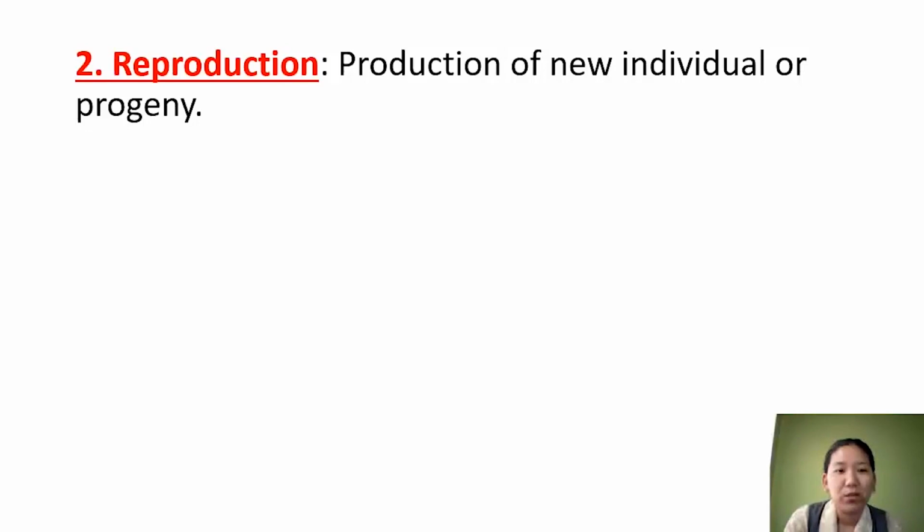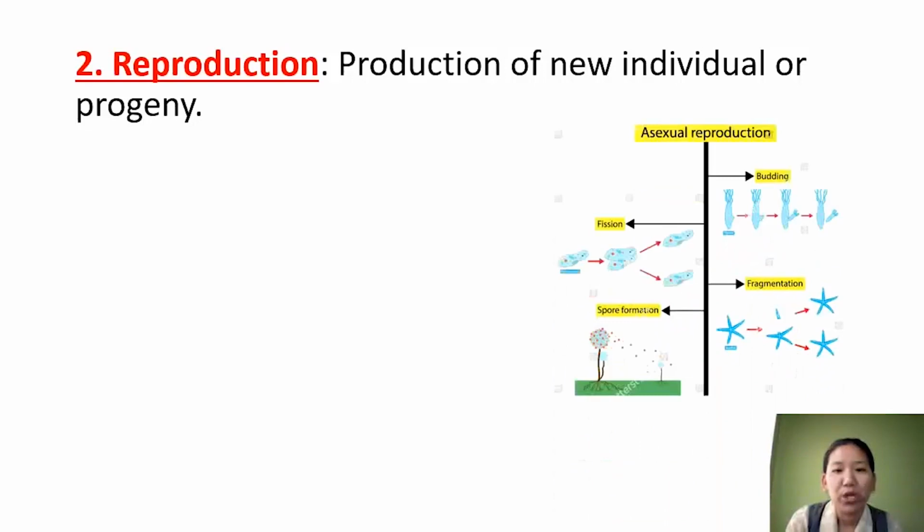This reproduction can take place either through asexual reproduction or sexual reproduction. Asexual reproduction involves only one parent, and there are different modes of asexual reproduction. Let us look at some of them. Asexual reproduction takes place by budding. The example given here is that of Hydra.